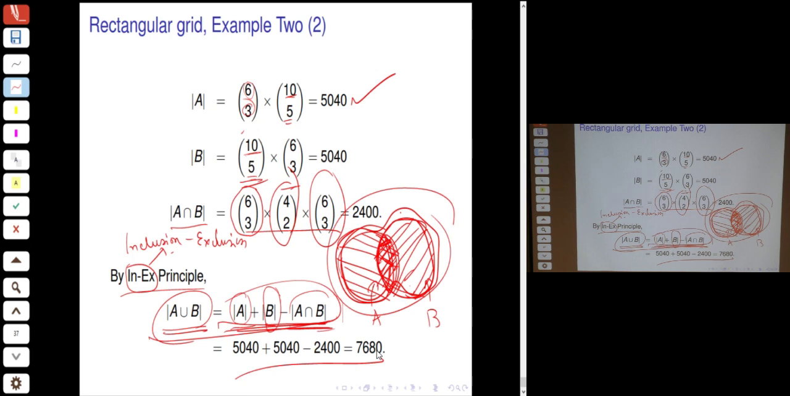Okay? The inclusion-exclusion principle is an important principle, so it has many uses. So this one is a simple example. Okay? Any questions?